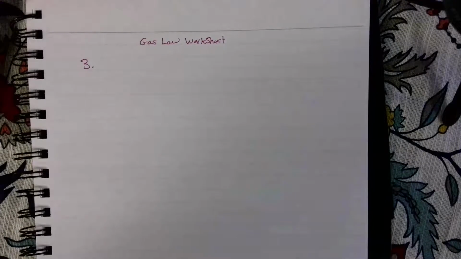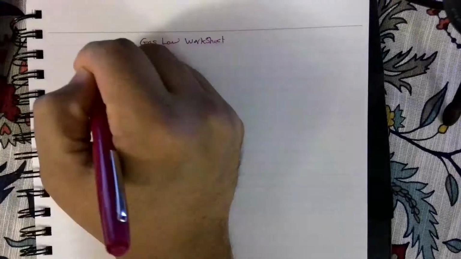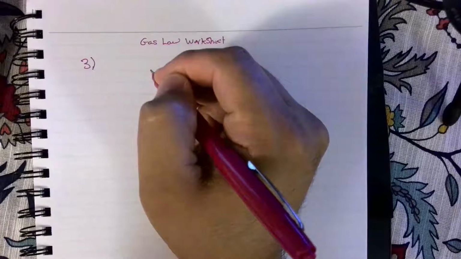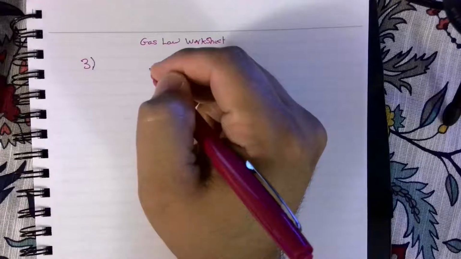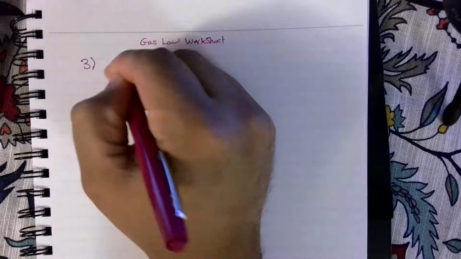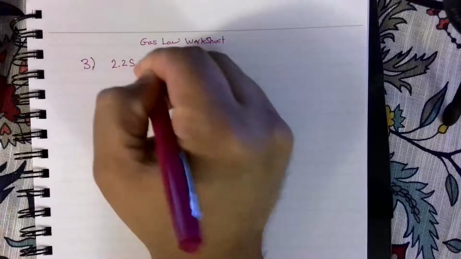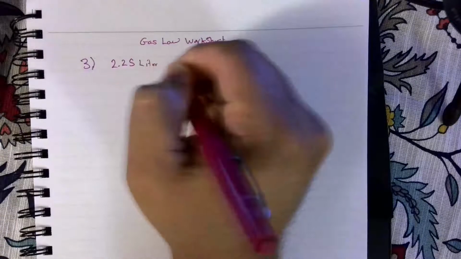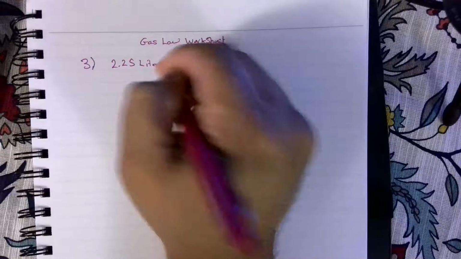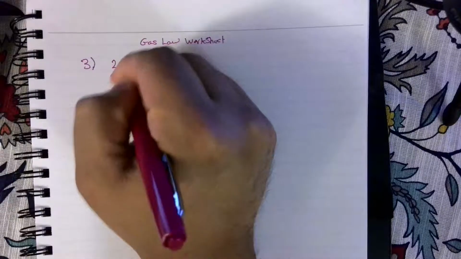Okay guys, so I want to go over some of the problems from that previous worksheet. I want to get number 3. If you have that uploaded on your computer, you can take a look at it, but it's a pretty simple problem. It talks about a helium-filled balloon with 2.25 liters of gas in it, and it's at 28 degrees C.